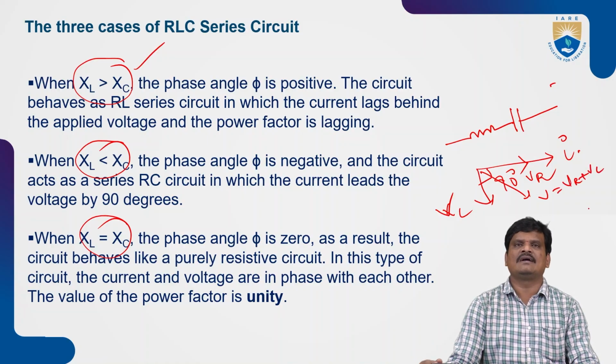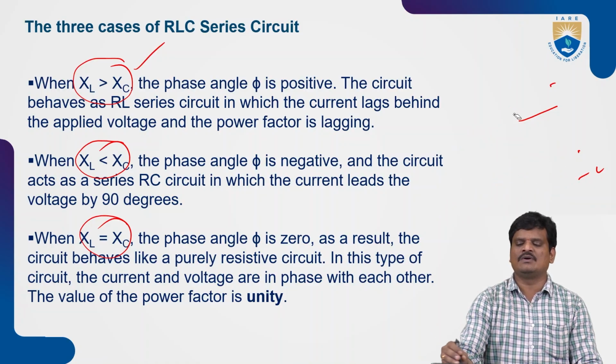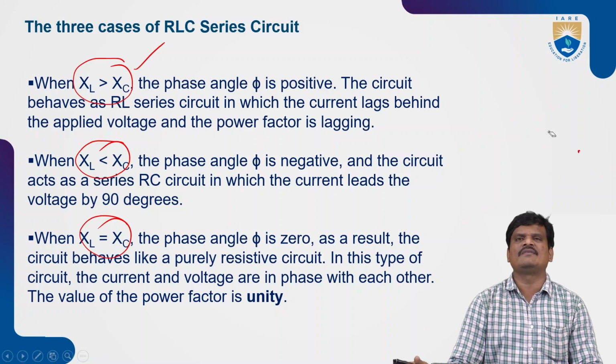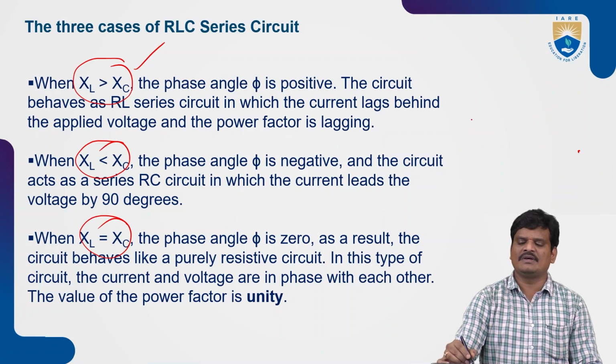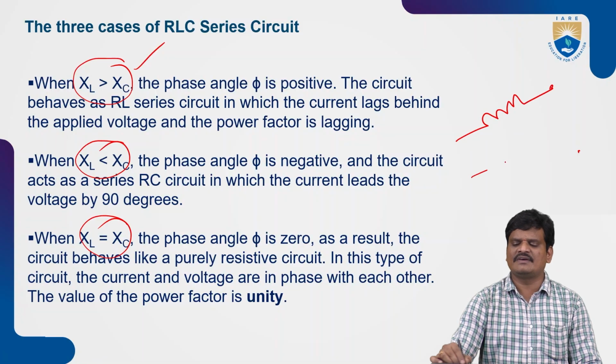So this is the phasor diagram representation for the second case. Coming to the third case, where the value of XL is equal to XC. When XL equals XC, both the reactances get cancelled and it will be purely a resistive circuit. So what is the phasor diagram representation for a resistive circuit? Current, as it is a series circuit, voltage.